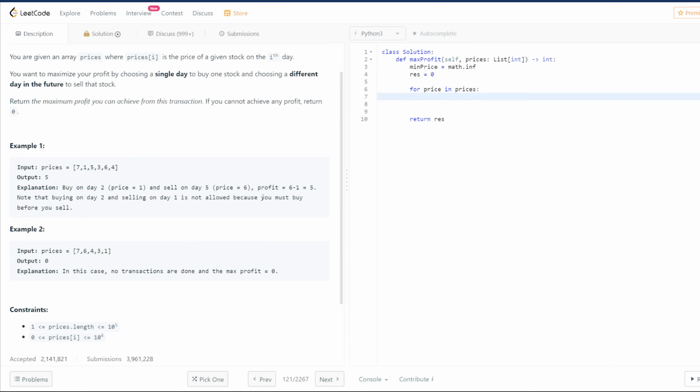go through each one by one, and the minimum price is either going to be whatever we're looking at right now, or the minimum price that we've stored before. So whatever the minimum between these two is going to be the answer for that. And the resulting profit is either going to be the maximum of what we stored before, or the price that we're currently on minus the minimum price that we've stored.